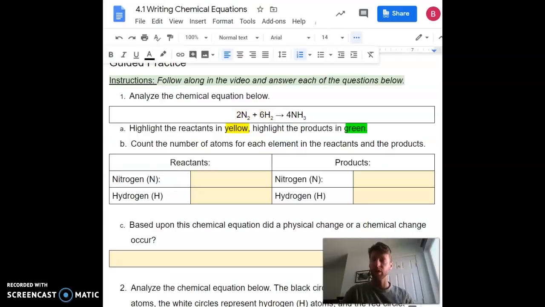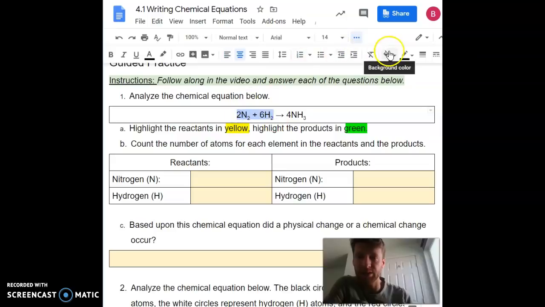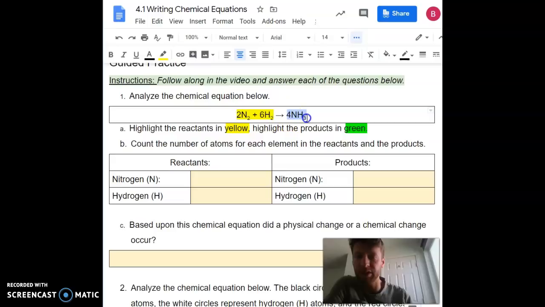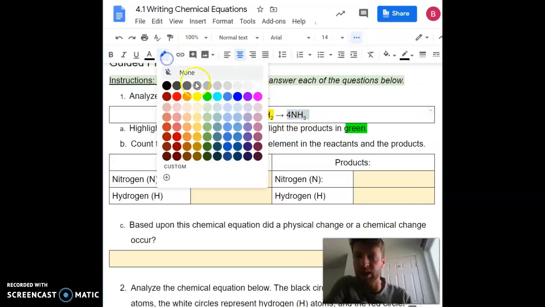Okay, our first guided practice problem looks similar to things we've done before. Tells us to analyze the chemical equation below, tells us to highlight the reactants yellow and highlight the products in green. So everything before my arrow is what I start with. Those are my reactants. So I'm going to go ahead and highlight those in yellow. And then everything after the arrow are my products. I'm going to go ahead and highlight all of those in green.